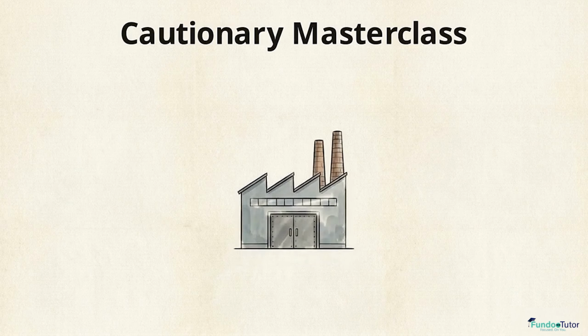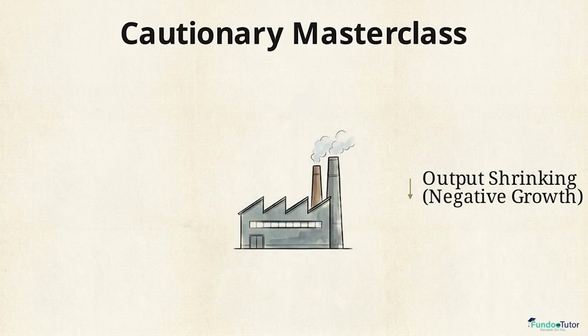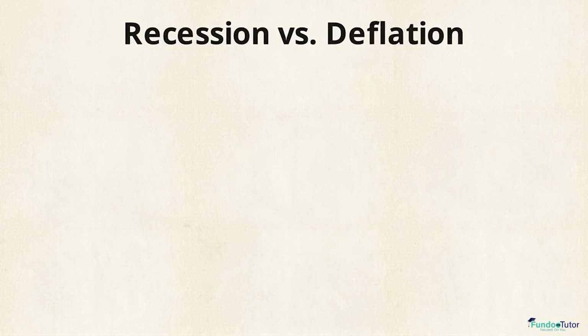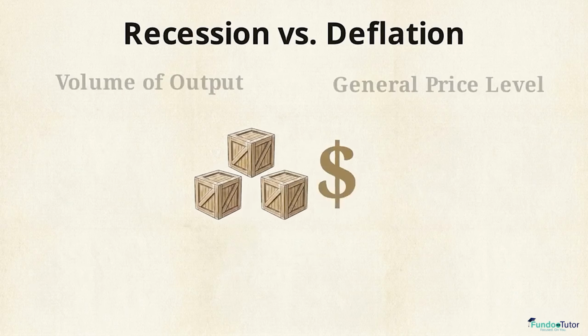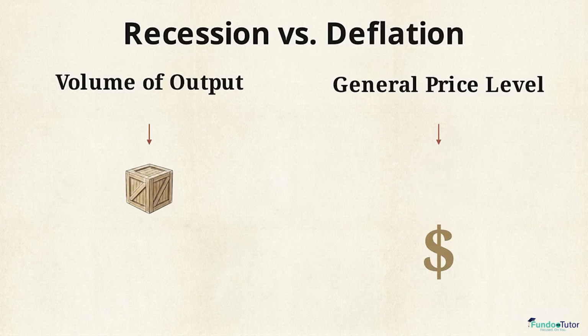Before you head into your exam, let's clear up 2 major examiner-reported errors. First, a recession means that total output, the GDP, is actively shrinking. It does not mean a country is producing zero output. Second, differentiate a recession from deflation. A recession is a drop in the actual volume of goods produced. Deflation is a drop in the general price level of those goods. They are 2 completely distinct metrics.